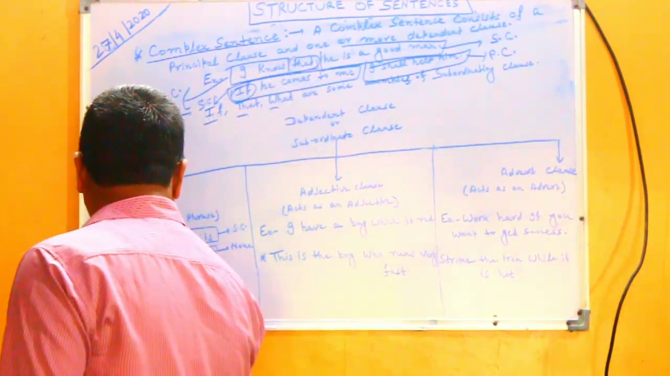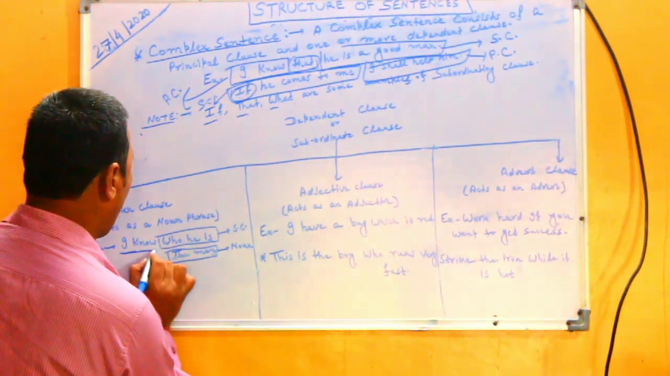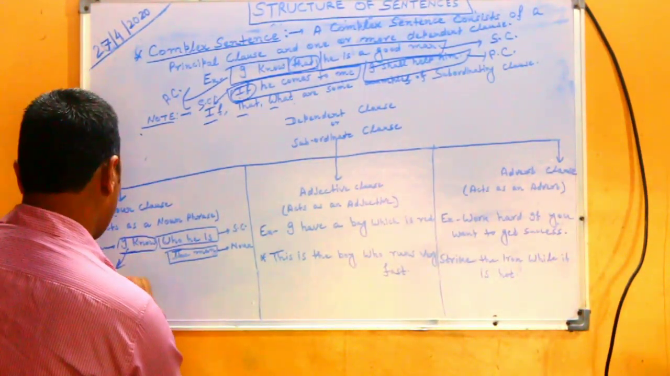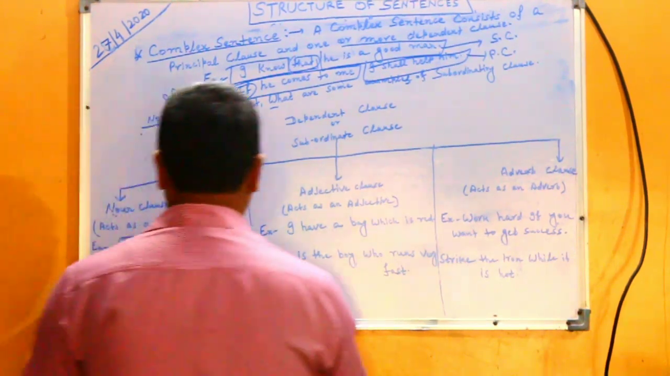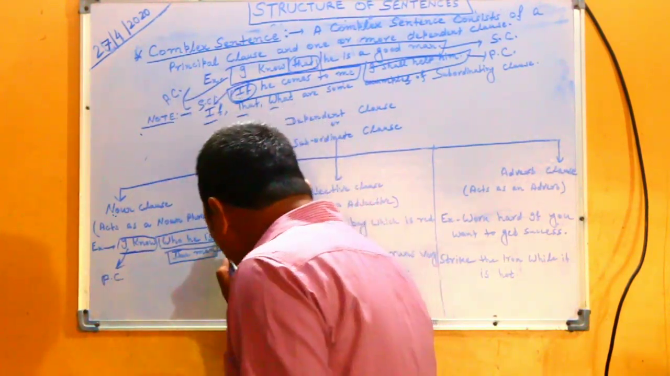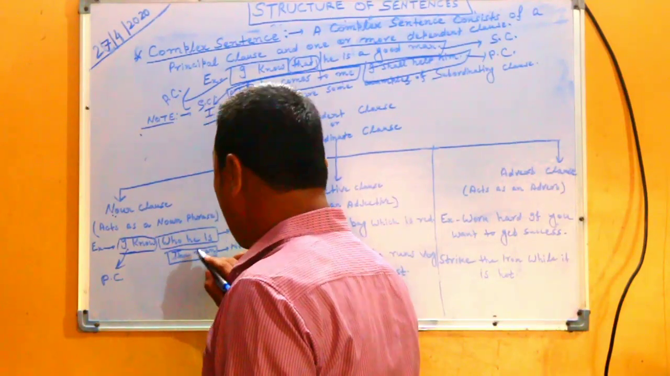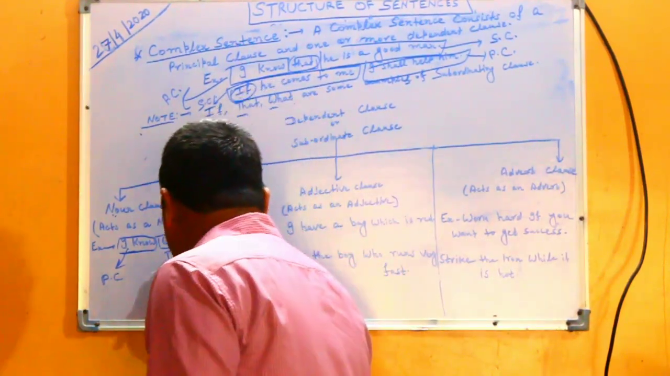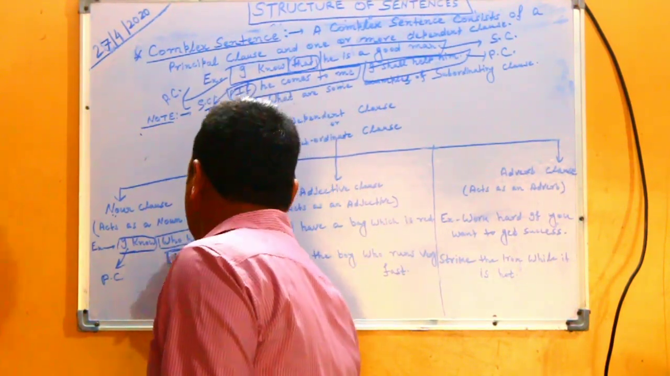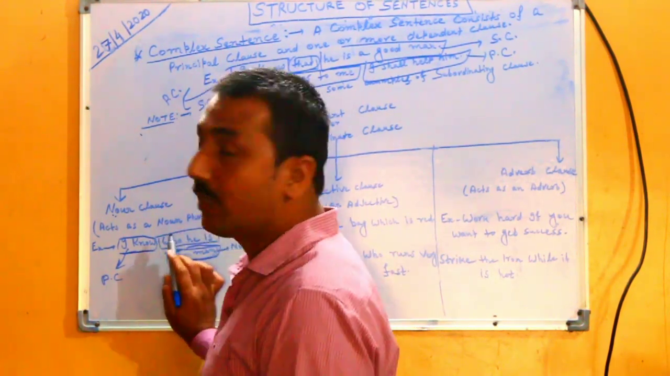For example, I know who he is. There are two clauses in this sentence. First one is principal clause, I know, and second one is who he is, subordinate clause. So subordinate clause is working here as a noun phrase, and we can write in the place of this noun phrase, that is the man. I know the man. It is a complete sentence, and I know who he is, it is a clause.